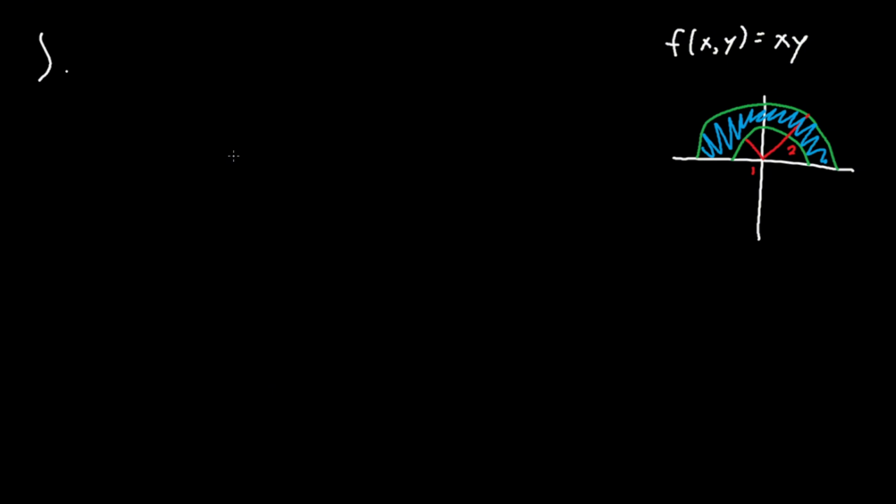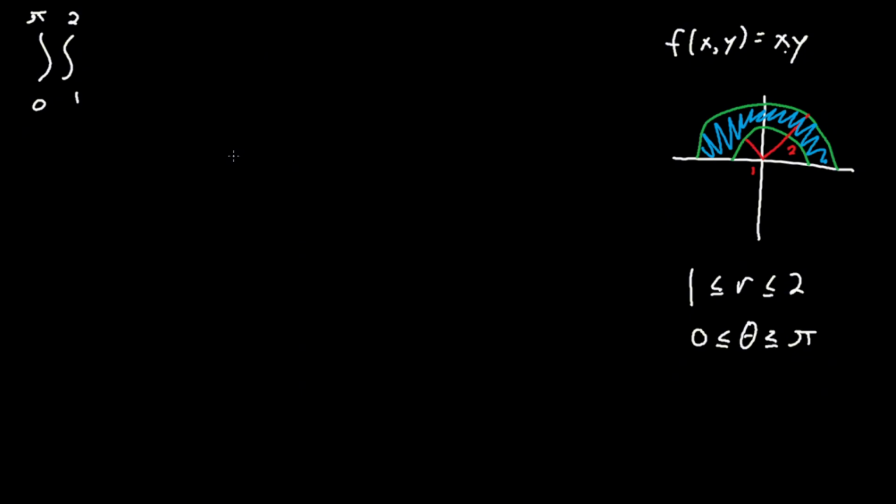Now, for this integral, it's a little different than the others because the radius doesn't range from 0 to something, 0 to 2. It actually ranges from 1 to 2. So we have to take that into account. And our theta value is from 0, which is the positive x-axis, to the negative x-axis, which is just pi. Now we can set up our integral. 1 to 2 is our radius, and 0 to pi is our theta value that we're integrating.